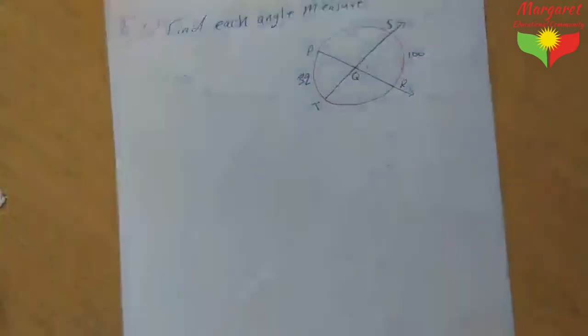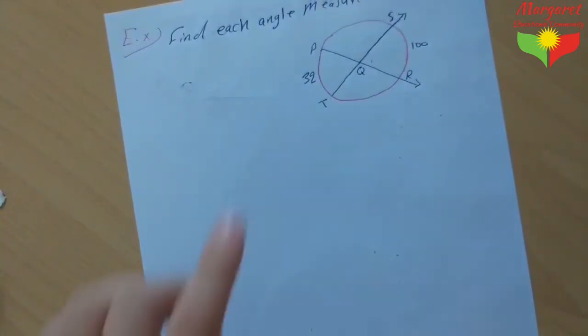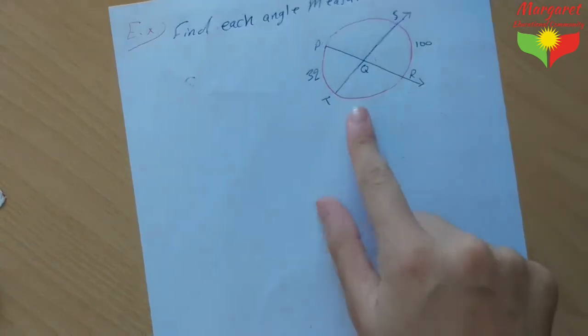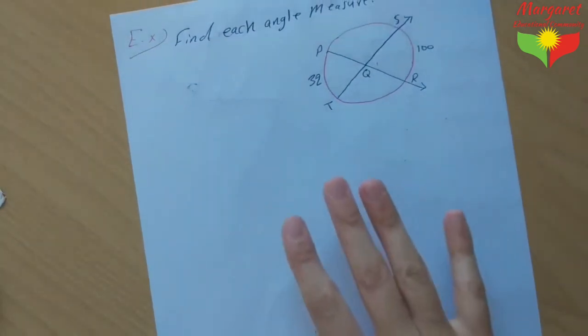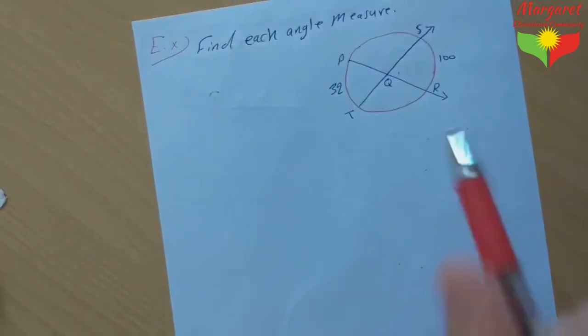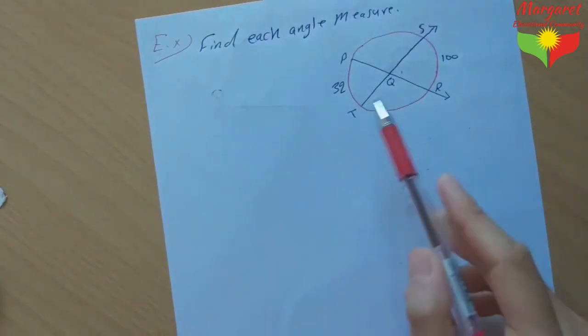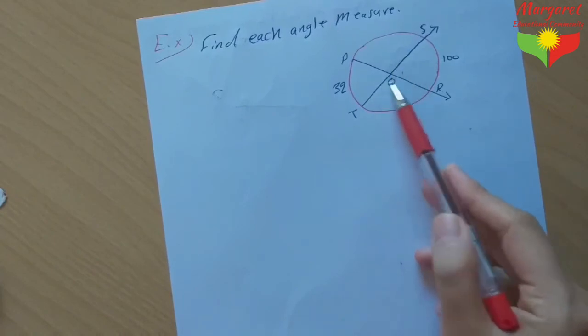We have an example: find each measure. We have a circle, for example, and we have two secants, two chords, intersected in the interior of the circle and making an angle.